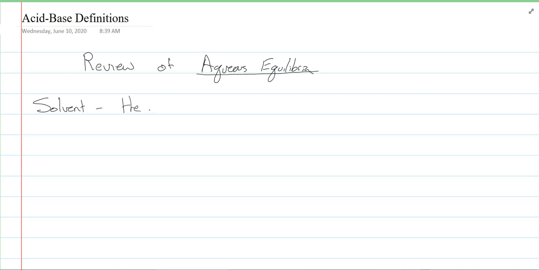Well, first, let's review aqueous equilibria. Recap, we have the solvent, which of course is the major component. It's present the most. And for our purposes, aqueous, of course, H2O, will be our solvent.